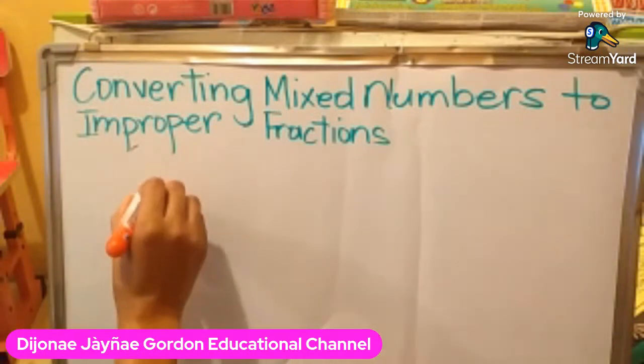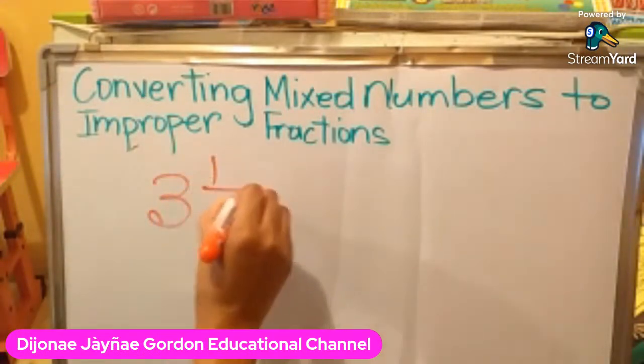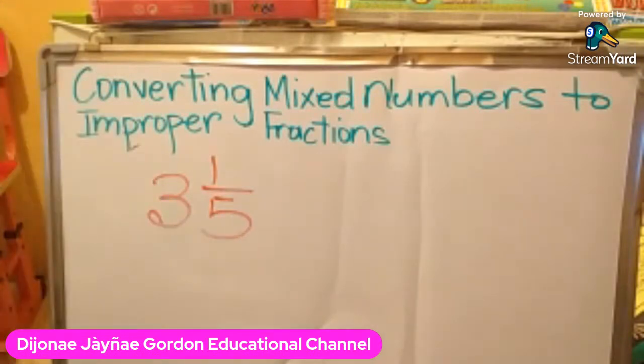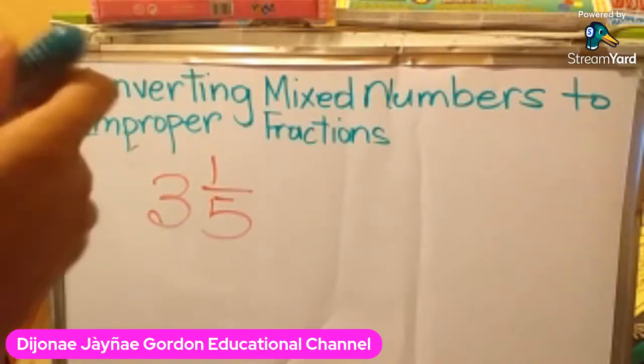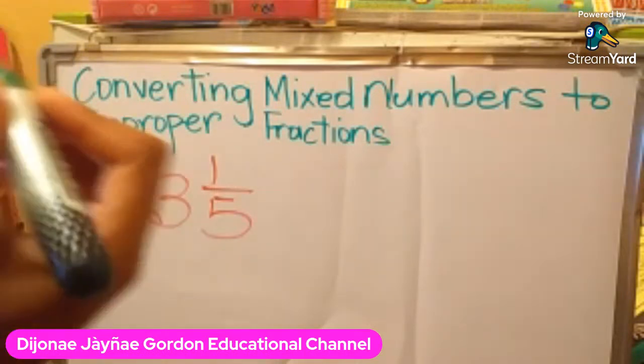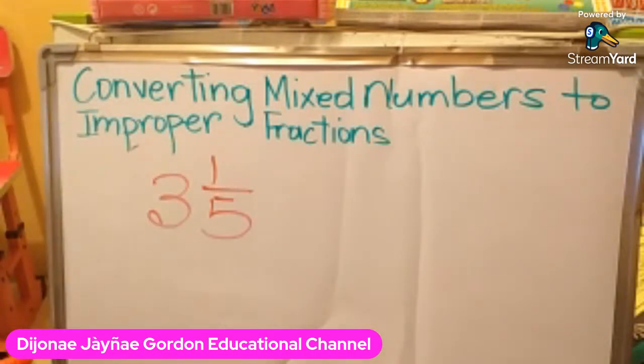All right, let's take a next example. So now we have 3 and 1/5. What is the whole number in this case? The whole number is 3. What is the proper fraction in this case? The proper fraction is 1/5.